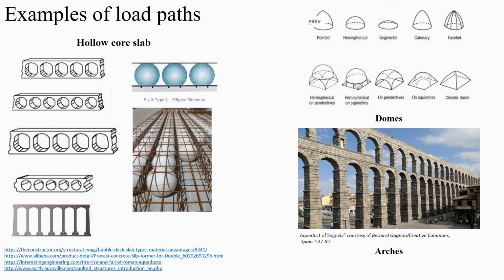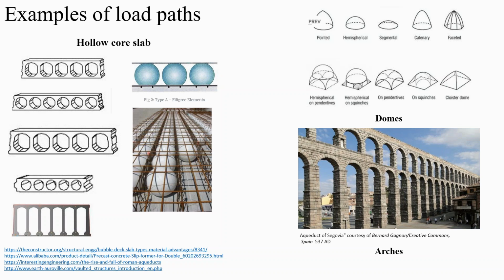Firstly, we think about domes and arches, where loads can be easily transferred, and we started our work about load transfer in different kinds of structure as follows. Looking in the history, we find that the ancient Romans used arches for building spans, as shown in the aqueduct of Segovia, Spain. It was constructed around 537 BC.